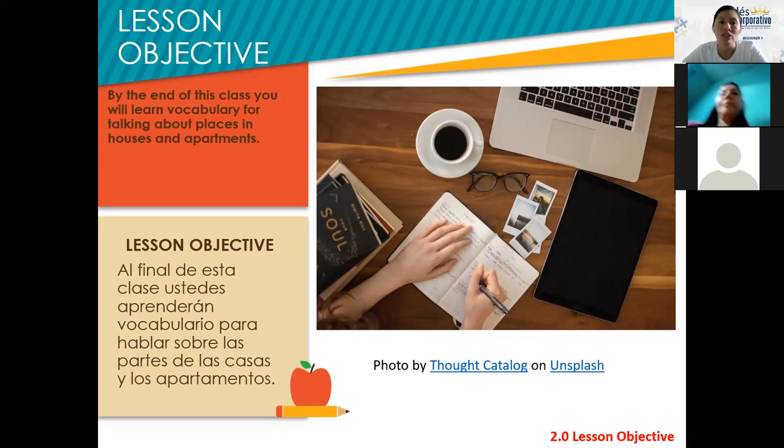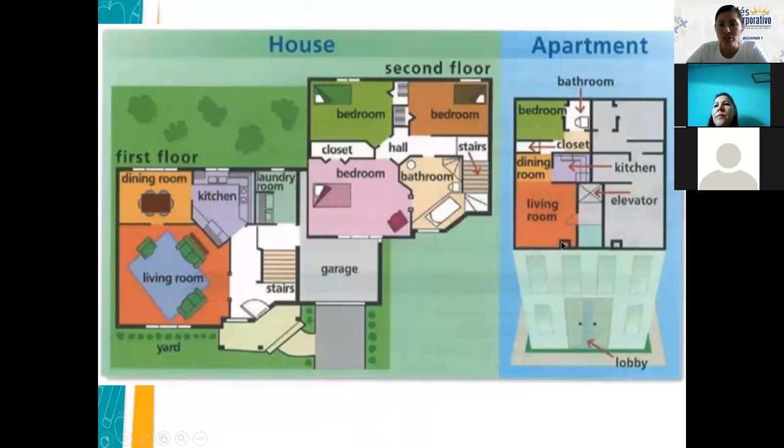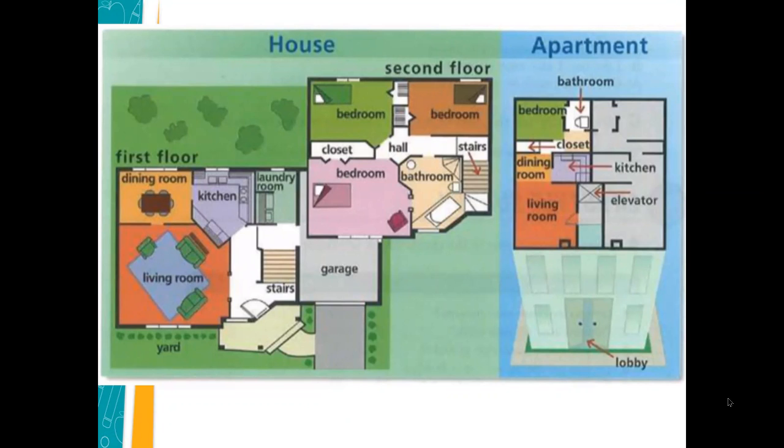And it says, by the end of this class, you will learn vocabulary for talking about places in houses and apartments, right? So this information is pretty cool because actually sometimes we need to know how to say certain things in English. Now, the first section, 2.1, is about the parts of the house. And we're going to check the vocabulary right now. I'm going to ask you if you have questions or if you know more vocabulary about it.